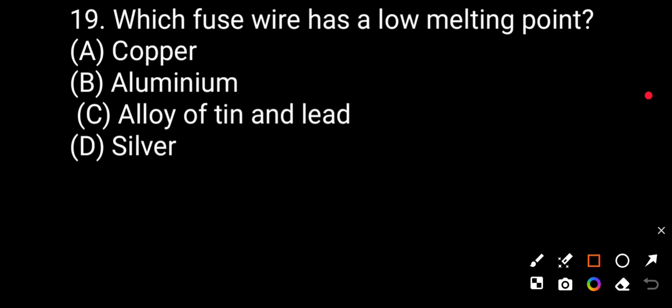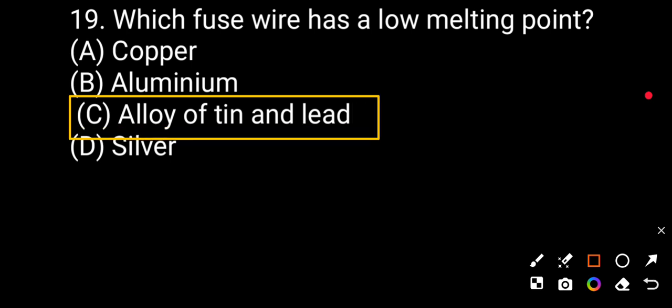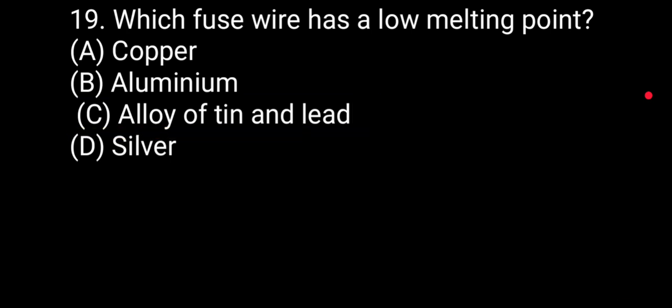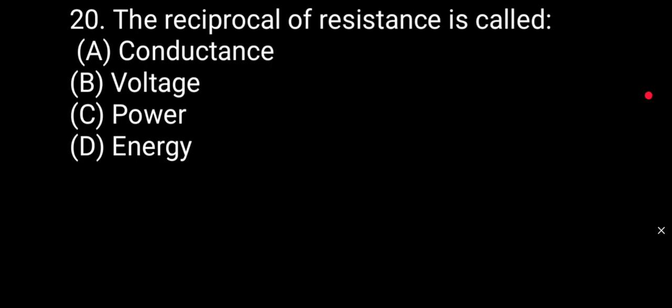Question number 19. Which fuse wire has a low melting point? Copper, aluminum, alloy of tin and lead, silver. Correct answer will be C. Alloy of tin and lead. Question number 20. The reciprocal of resistance is called conductor, voltage, power, energy. Called the conductance.